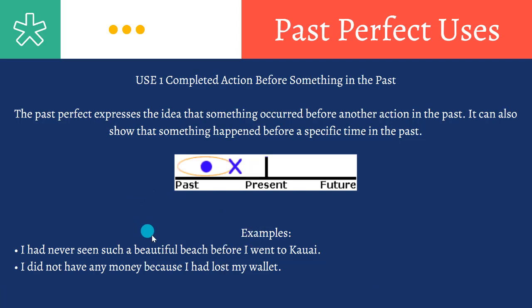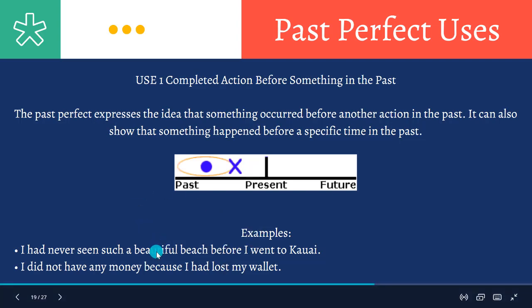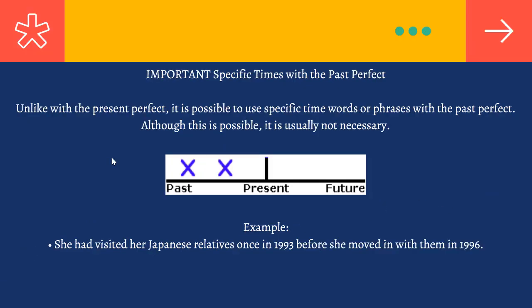Then here we use "because". So this is the reason. The reason happened before this condition. So I didn't have the money because... here it explains how and why it happened. So I had lost my wallet is the reason this person didn't have any money. And then the next important point is specific times with the past perfect.